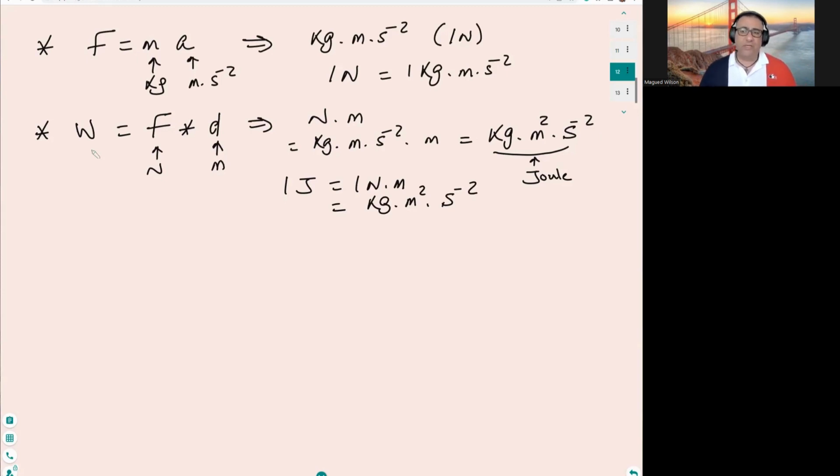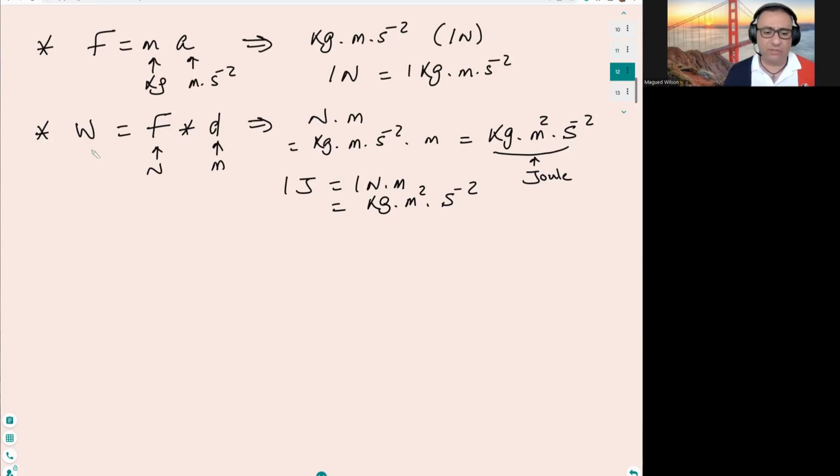There is another formal or informal definition of work. Work done can also be the energy transferred from one point to another. And that energy, for example, could be kinetic energy, potential energy, gravitational potential energy, and so forth. So the unit of energy is also joule. Work and energy have the same unit because they are very related. Work can be expressed as energy change.